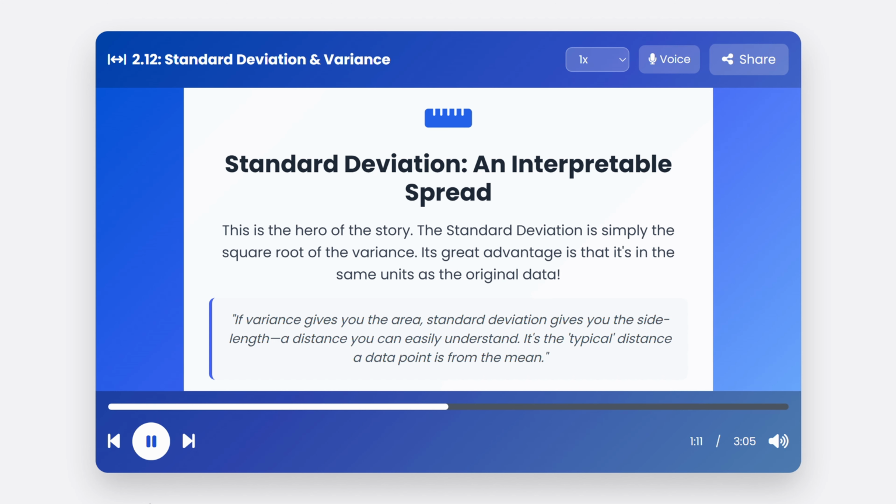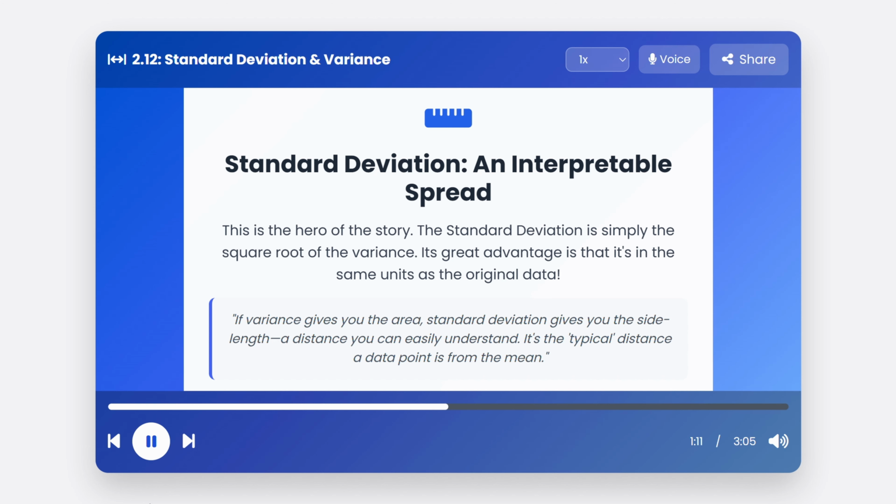A low standard deviation means the data points are all clustered tightly together around the mean. The data is very consistent. This is like the heights of adult men. A high standard deviation means the data points are spread out over a very wide range. The data is inconsistent, like prices on the stock market.